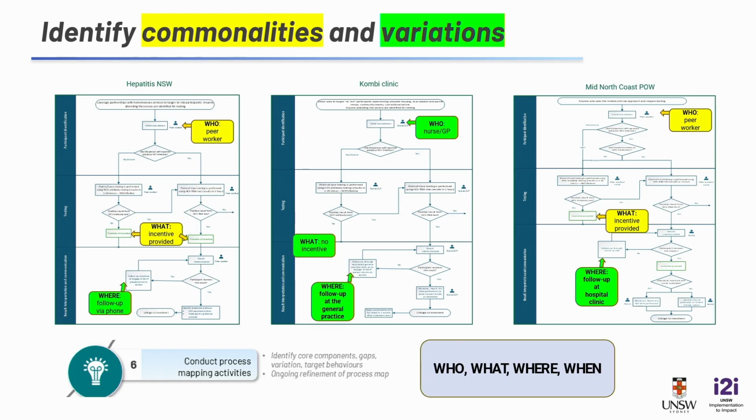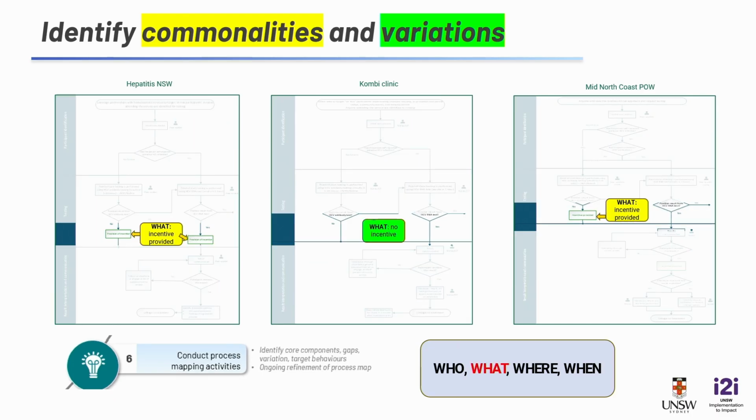So up in the box at the top there, we've got peer workers. In the middle, we've got nurses and GPs and peer workers again, all doing the same task in different sites. In some sites, you can see incentives were provided and not provided. And then in terms of follow-up, we've got phone calls, follow-ups at the general practice, follow-ups at the hospital clinic. So you can see some variations there.